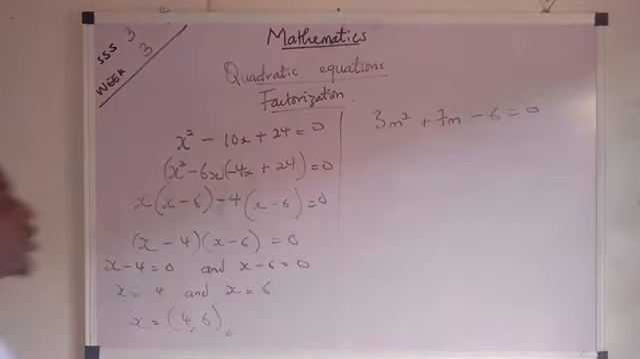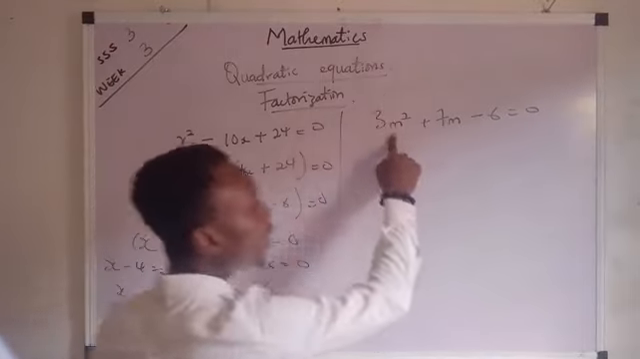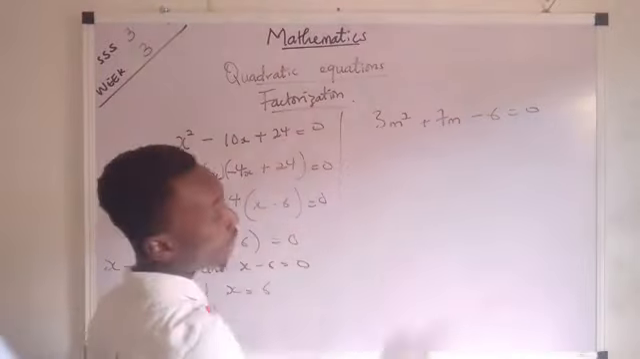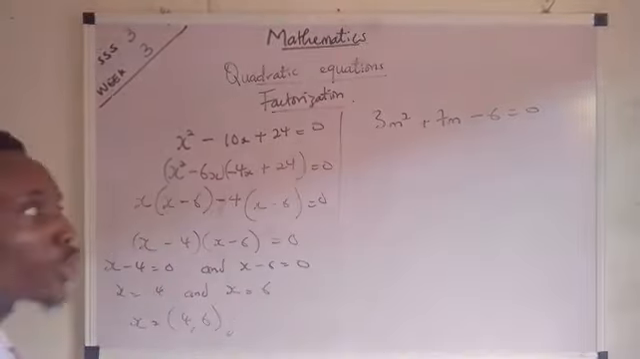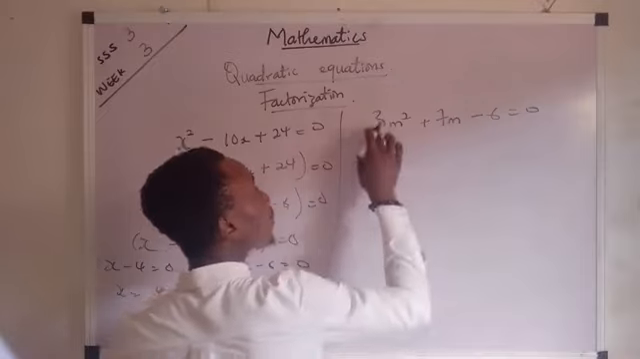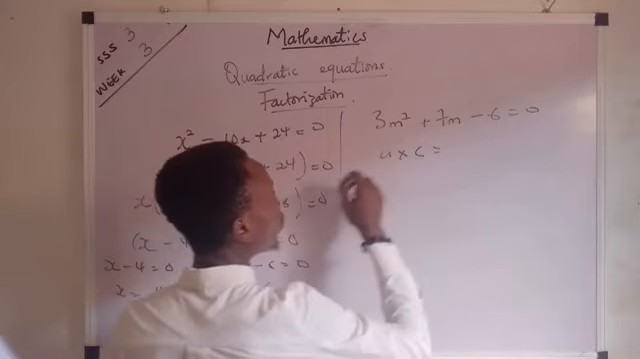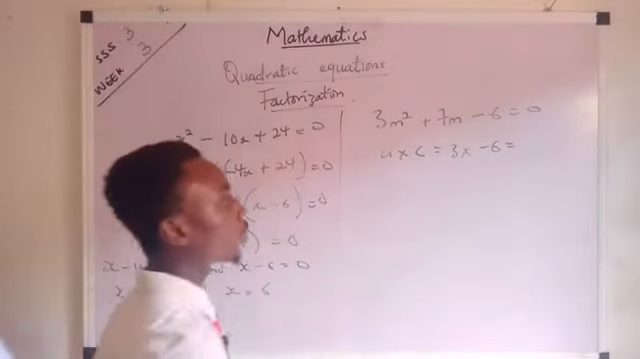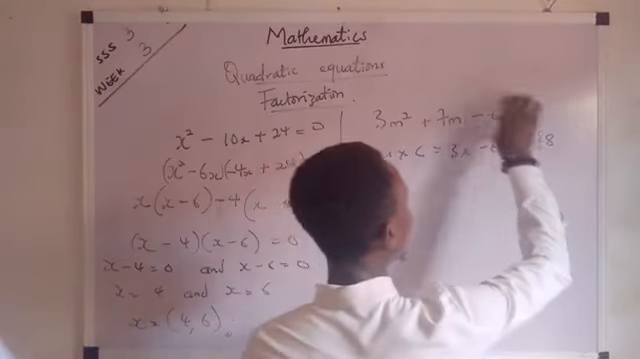Very quickly, move to the second one. Moving here, we discover that the coefficient of the variable with the power of 2 is what? It is more than 1 or is not 1, whether it's a fraction or a whole number that is not 1. As long as it's not 1. Okay, very quickly, we multiply this by this. That's a times c, which will give us what? 3 times minus 6 will give us what? Minus 18.